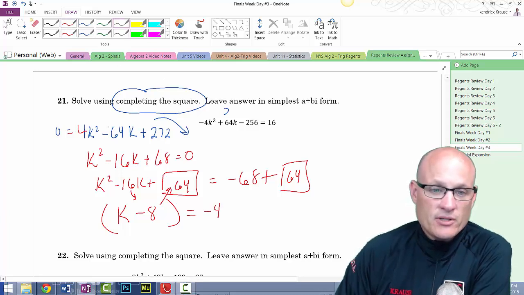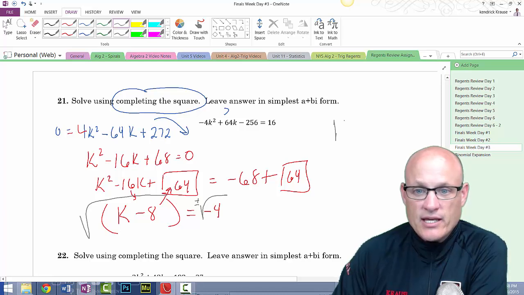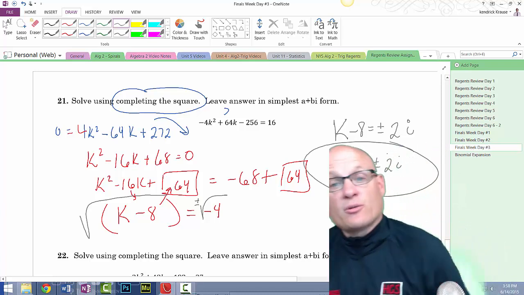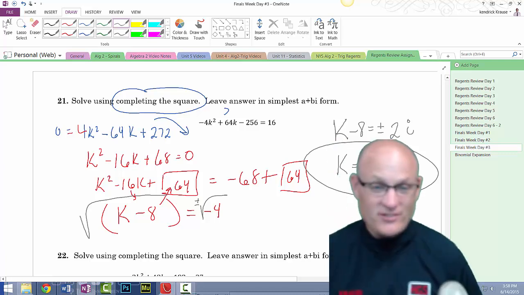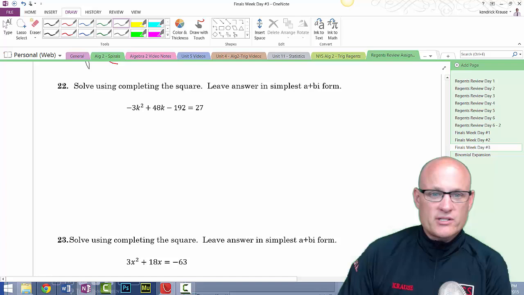Now you'll see this is much easier. I take the square root of both sides, and when I take the square root, I put a plus or minus. So I get k minus 8 equals plus or minus 2i. I bring the 8 over, and I get k equals 8 plus or minus 2i. I think that's why I actually should have used completing the square, because it was so much easier than that other way. All right, so we're going to do completing the square 2 more times.